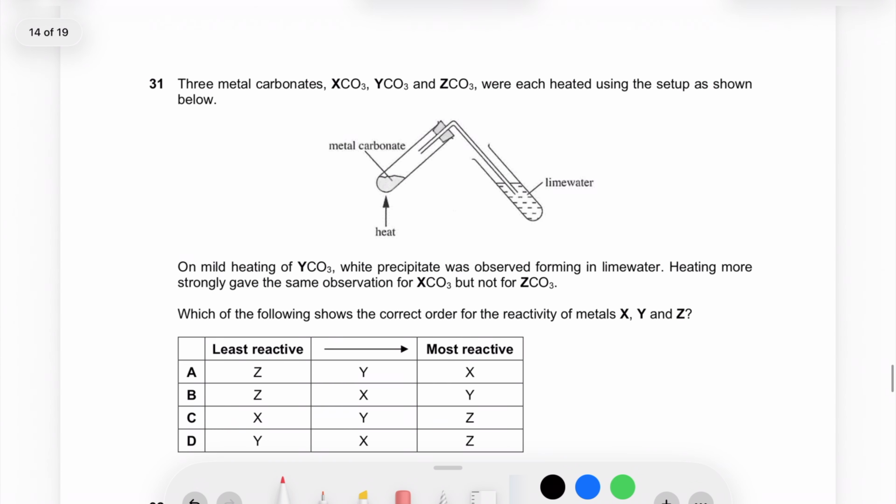Question 31. You have 3 metal carbonates being heated. On mild heating of one carbonate, a white precipitate is observed, so CO2 gas is produced, of course. Heating more strongly gives the same observation for XCO3 but not ZCO3. This means the Z carbonate will not decompose, so Z is definitely the most reactive. Heating more strongly gives the same observation for X, so X is second. Y is the weakest metal, because by just mild heating it already gives you CO2. So Y is the weakest and Z is the most reactive.